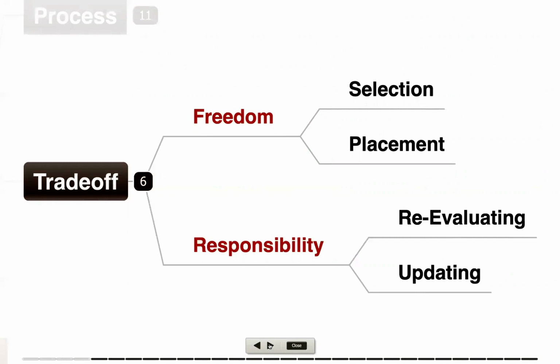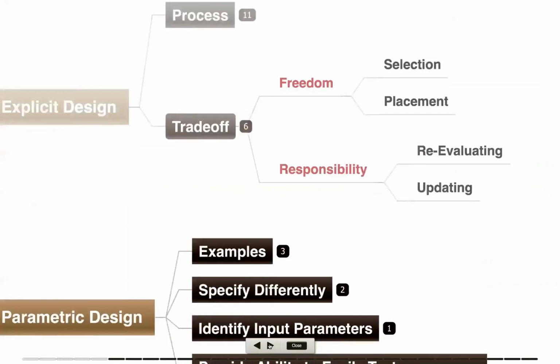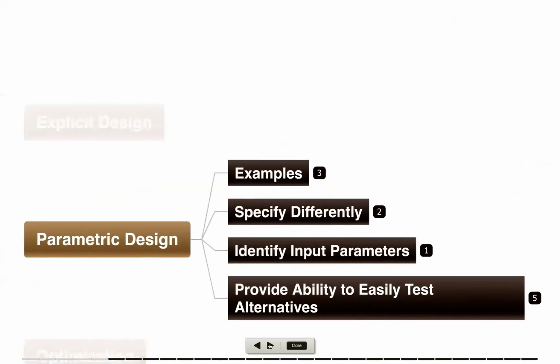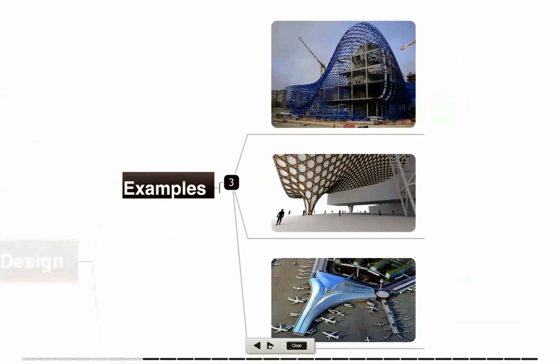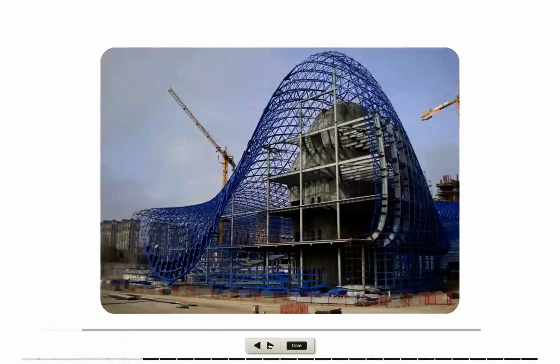So the world of explicit design is where we've lived for many years, but now we're starting to have new opportunities to start thinking about parametric design. So let's think about some examples and how parametric design is a little bit different than explicit design. In the example side, here are some fantastic new buildings that are being created that illustrate things that we can do with parametric design that would be much harder to do with explicit design.